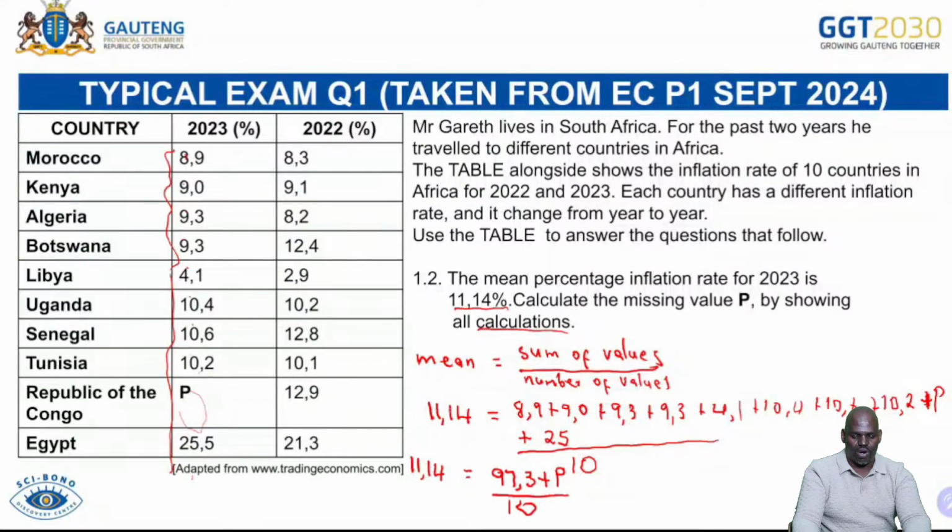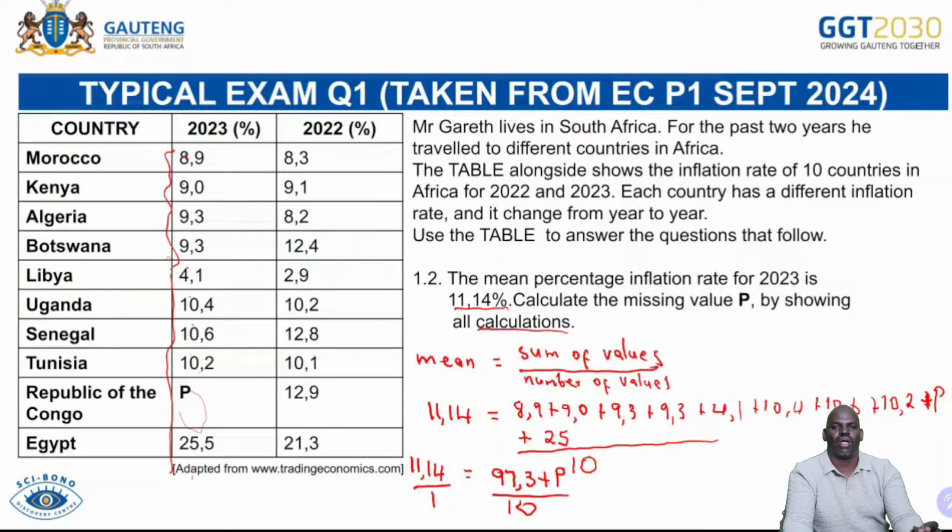So 11.14 is the value of the mean which was given. And then on the right-hand side, I have to add up all the numbers that are given there. When I add them up, I get 97.3, but I still have to keep the P. I can't add them together. 97.3 plus P will always be 97.3 plus P. Then I have to find the value of P.